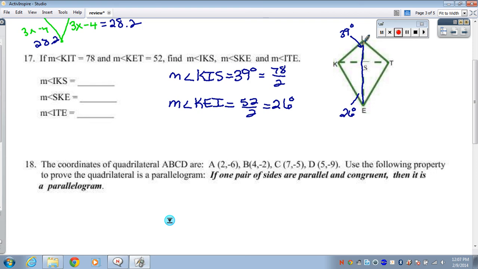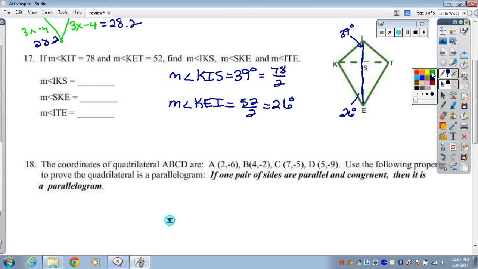So they want the measurement of angle IKS. Remember that the diagonals of a kite are also perpendicular. So now this right here is a right triangle. These two angles right here have to add together to equal 90. So the measurement of IKS equals 90 minus 39, which is 51 degrees.